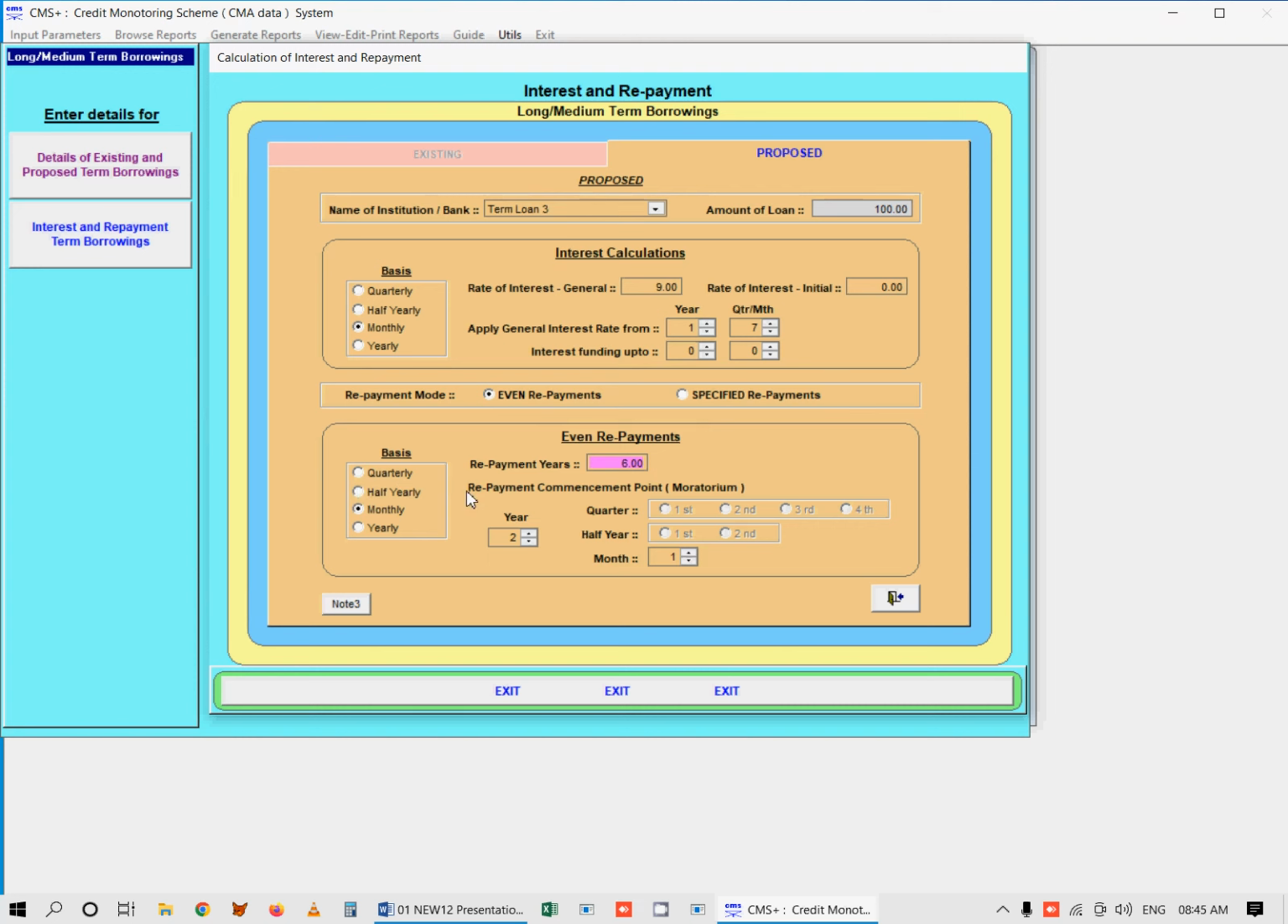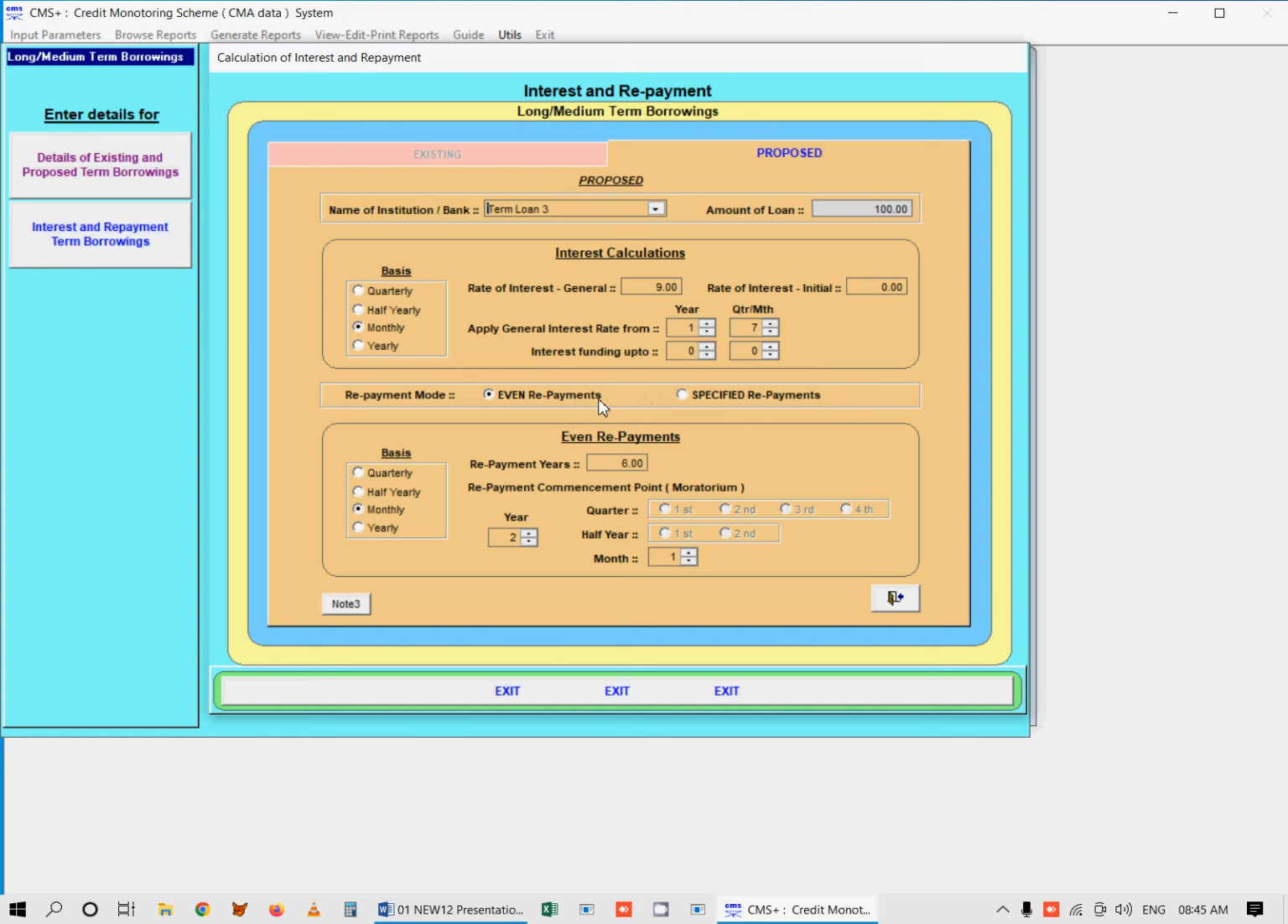And then state the moratorium, stating the repayment starting point, say 6 months moratorium with starting point of repayment as year 1 and month 6. Say 1 year moratorium, then starting point as year 2 and month 1. It just asks the raw and basic data for workings.